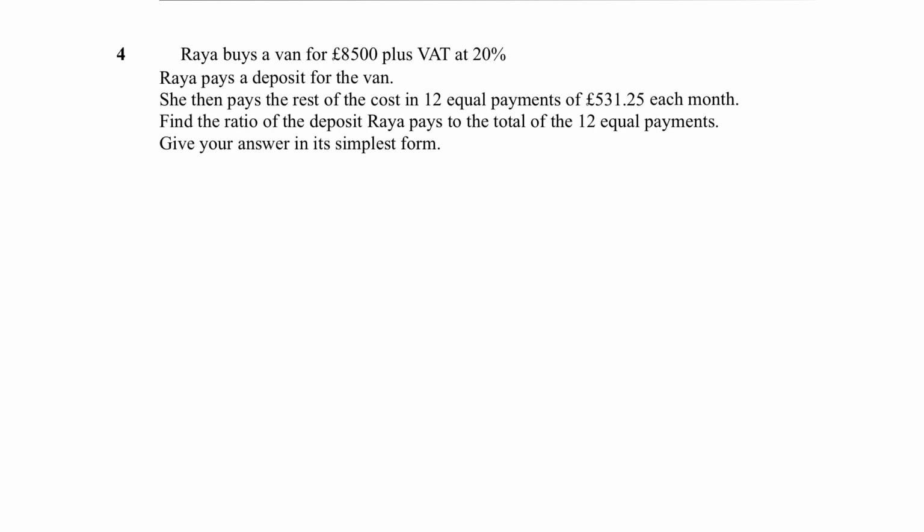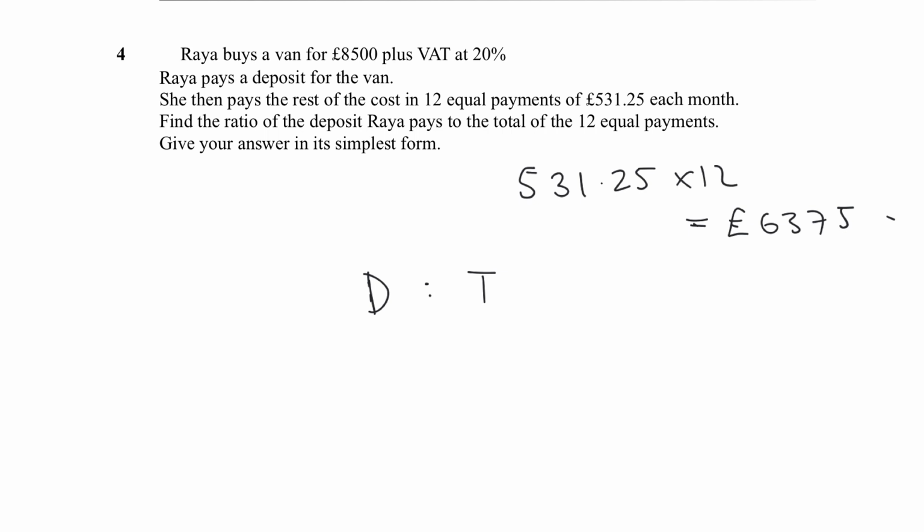First of all, in order to do that, we need to work out how much deposit she actually paid. She pays £531.25 a month for 12 equal months. To work out the total of the 12 equal months, in your calculator you would put £531.25 times 12, and that should leave you with an answer of £6,375. So it's the ratio of deposit to total. So we've got 6,375 for the total over the 12 months.